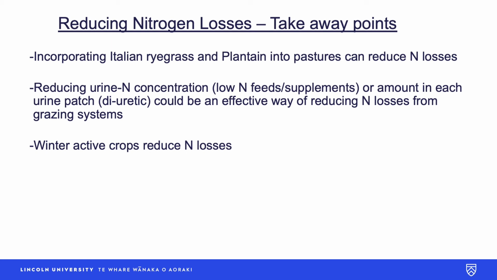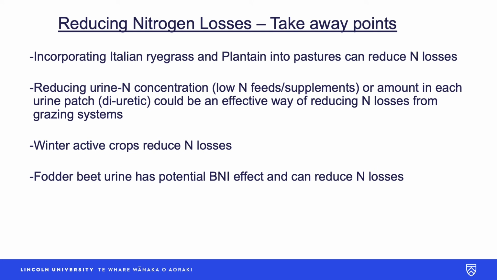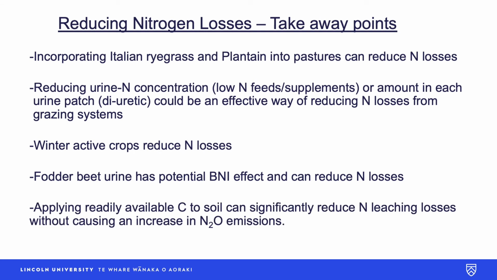And interestingly, we saw phosphate urine has a potential biological nitrification inhibitory effect and can reduce nitrogen losses. We also saw that applying readily available carbon to soil can significantly reduce nitrogen leaching losses without significantly increasing nitrous oxide emissions.